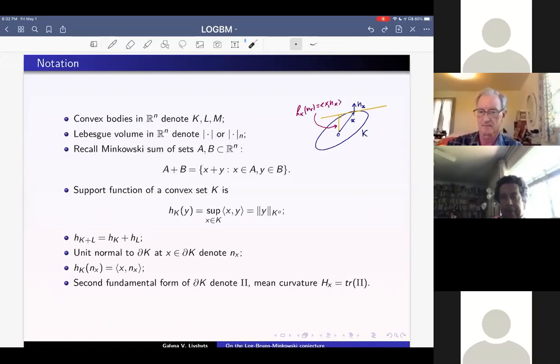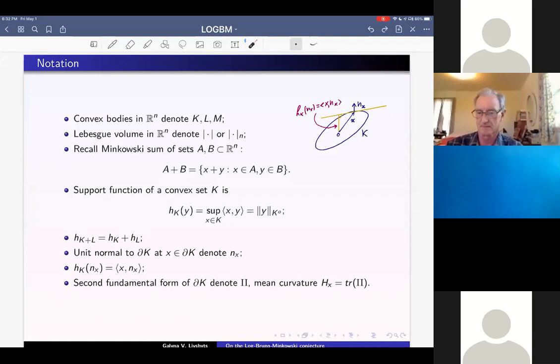A support function of a convex set, here's the definition of that function. It's a function defined on the entire R^n. It's a dual norm of the convex body K, written here. Geometrically, if a vector y is a unit vector, then the support function is nothing but the distance from the origin to the hyperplane orthogonal to y, sorry. So if n_x is y here, then the support function at the point n_x is the distance from the origin to the hyperplane orthogonal to this vector, supporting the convex set K.